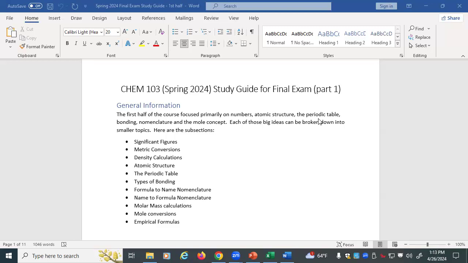Knowing the differences between ionic, covalent, and metallic bonding. Naming compounds. Calculating molar masses. Doing empirical formulas and other kinds of mole conversions. That was the stuff that was largely focused on in that first half of the semester. And like I said, if we've had any kind of learning growth since January, we should recognize that a lot of this stuff isn't actually that difficult to do, or at least isn't as difficult to do now as when we were looking at it originally.